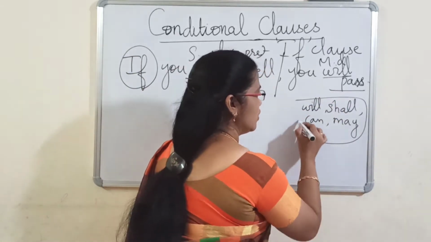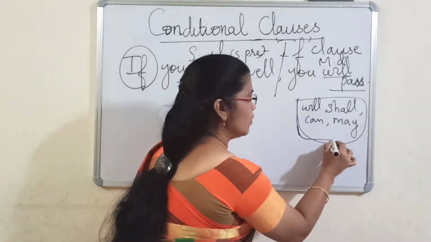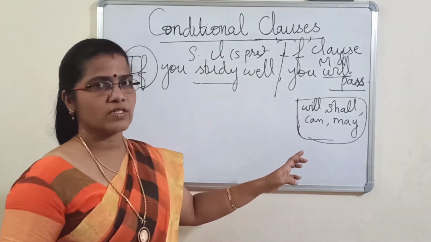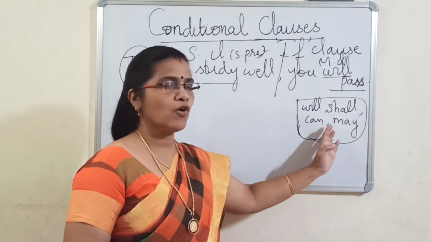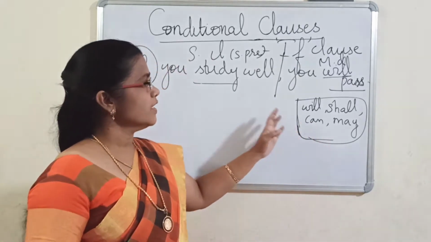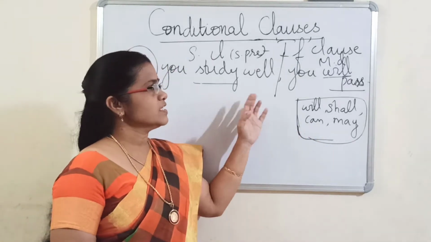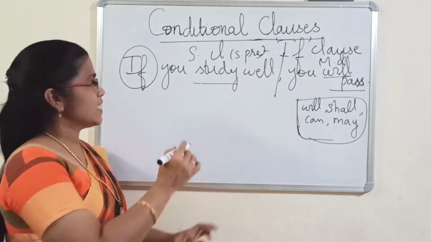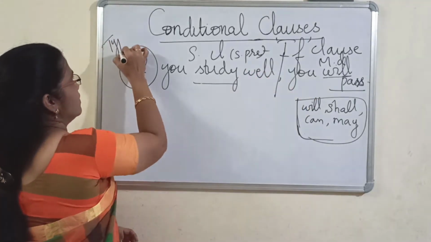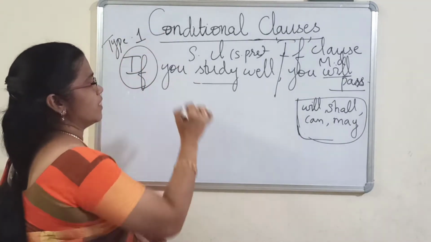You will get any of these modal auxiliaries. I hope you remember what is meant by modal auxiliaries, right? So these are the present forms, these four forms you will be making use of, right? Will, shall, can and may. So this is type 1. Okay, if you study well, you will pass. This is example for type 1. Okay, this is type 1.